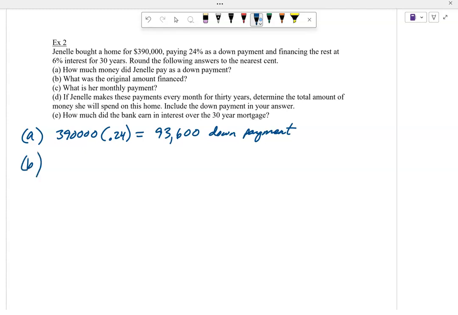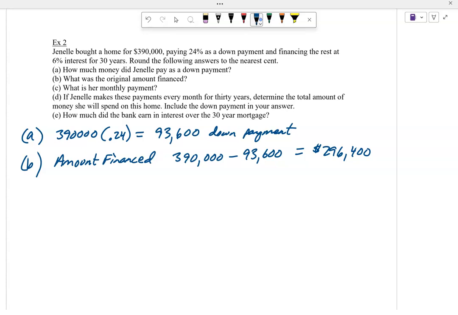Part B: how much was financed? If you put down $93,600 in cash, the amount financed would be the difference. So $390,000 minus what you already paid as a down payment, and you get how much we need a loan for. That's how much Janelle needs the loan for, $296,400. So part C, what's her monthly payment?